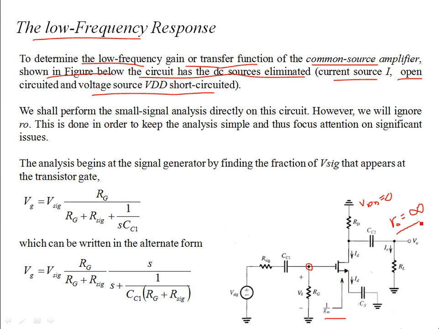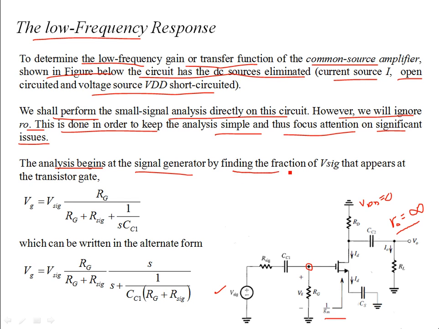R0 does not much affect the overall transfer function and the gain as a function of frequency in the low frequency region. The output voltage is also not much affected by R0. So you can have a look at the SPICE analysis done in 4.12. We should perform the small signal analysis directly on this circuit. However, we'll ignore R0 in this discussion, in order to keep the analysis simple, and we shall thus focus our attention on the significant issues over here.